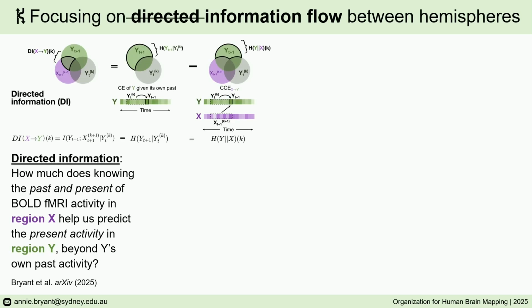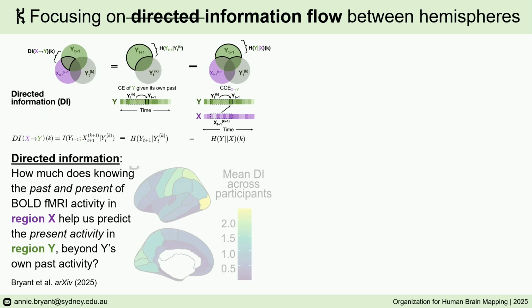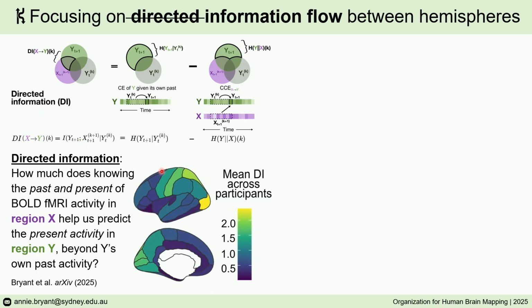And originally, I wanted to investigate homotopic coupling through the lens of directed information flow. So we borrowed a measure from information theory called directed information, which is quite similar to Granger causality for those that are familiar, in that it captures how much knowing about the past and present of one brain region's activity helps reduce the uncertainty about the present of another brain region. In computing this measure and averaging the 2 directions per homotopic region pair, we found this really interesting gradient from the lowest values in these limbic association areas to the highest values in unimodal and primary sensory motor regions.